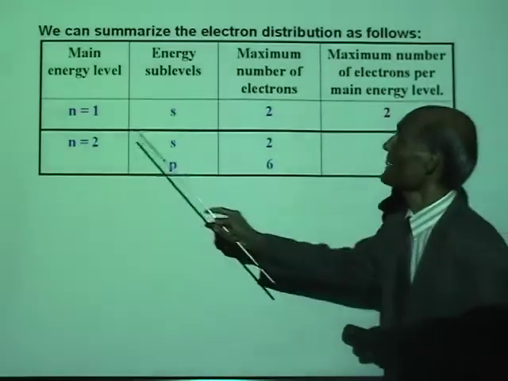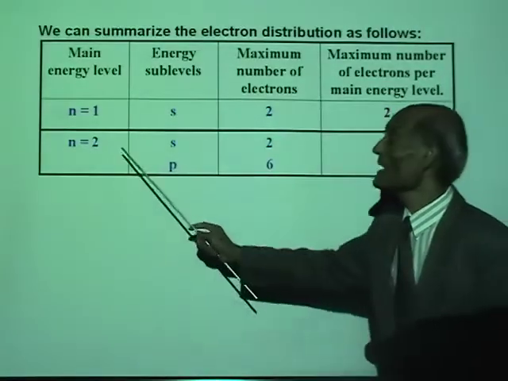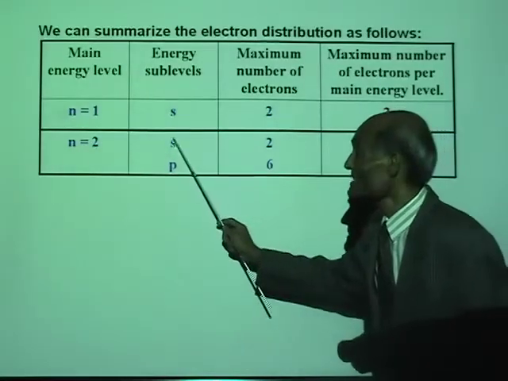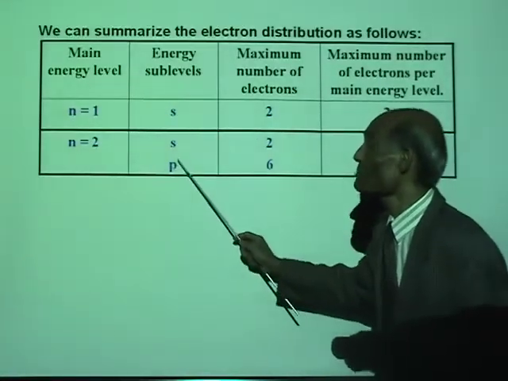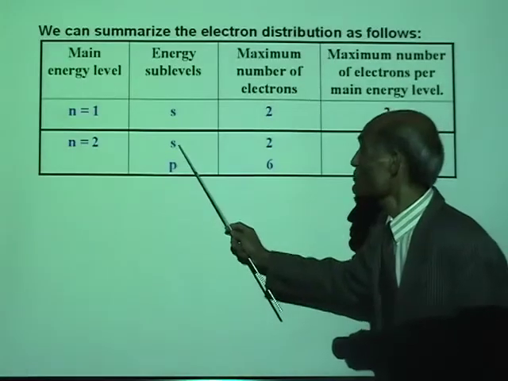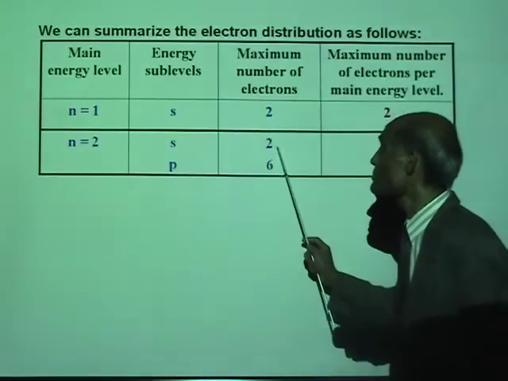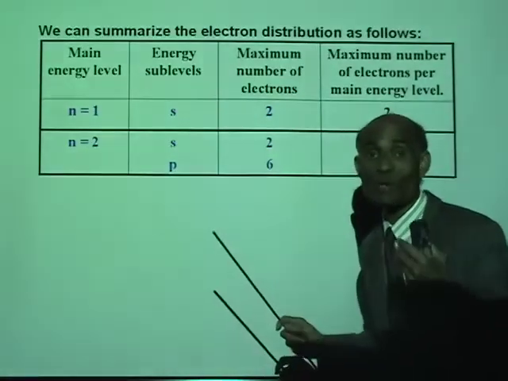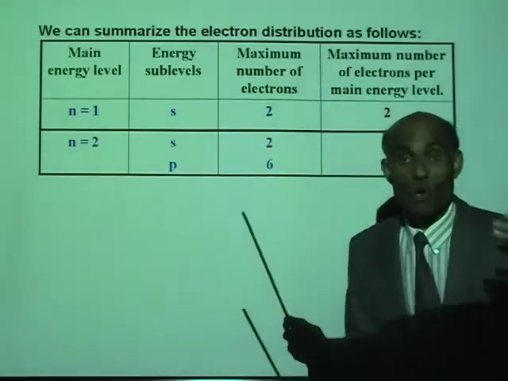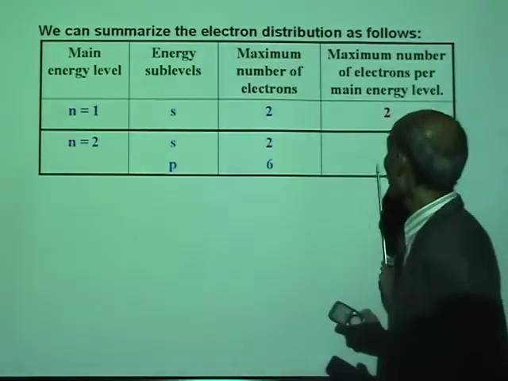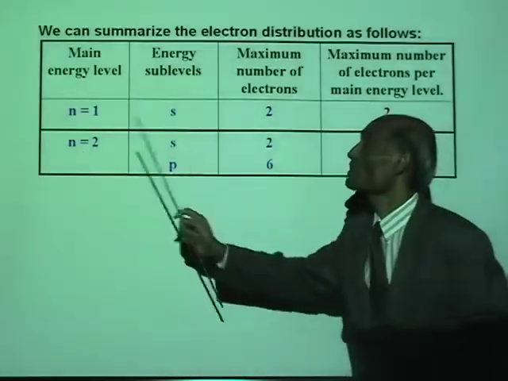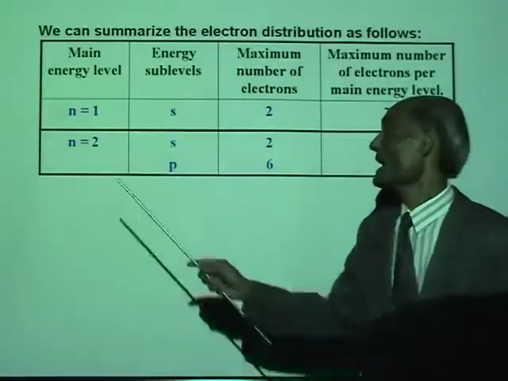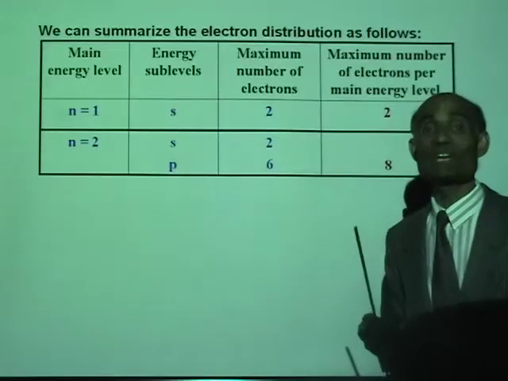Alright, look at n equal to 2. The main energy level n equal to 2 can have subshells S and P. Now, the S subshell can hold 2 electrons. The P subshell can hold 6 electrons, 3 orbitals, 6 electrons. A total of 8 electrons can be accommodated at the main energy level n equal to 2.